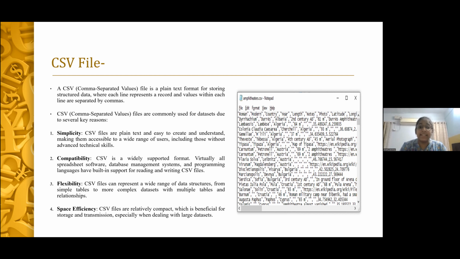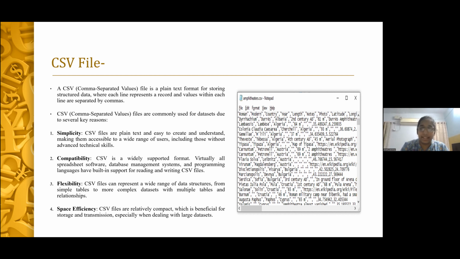The second reason is compatibility. CSV is a widely supported format, and all the spreadsheet software or database management systems support writing CSV and reading CSV formats. An example for compatibility is Java. Java is a very popular programming language. Why is it so? Because it has bytecode, it is highly compatible. So one can understand the reason why compatibility matters the most.